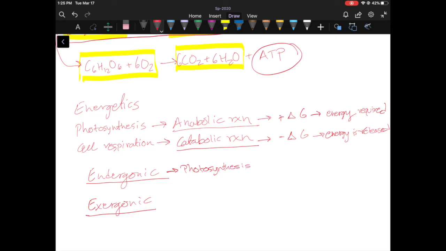Now, there are some parts of photosynthesis where it is an exergonic reaction because for the light reactions, we do release ATP and NADPH, but overall, we're going to be using that to make glucose, which requires a lot of energy in the process known as gluconeogenesis. And for cellular respiration, since energy is released, we say that it is exergonic.